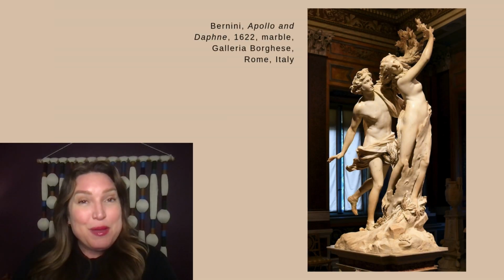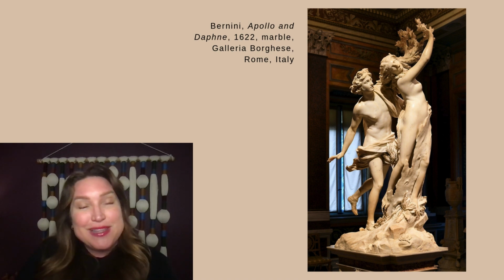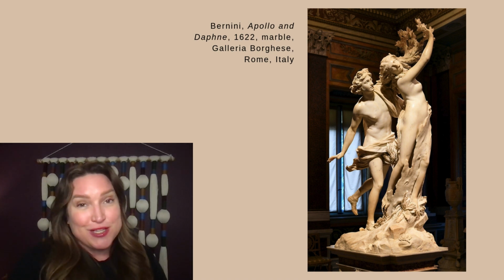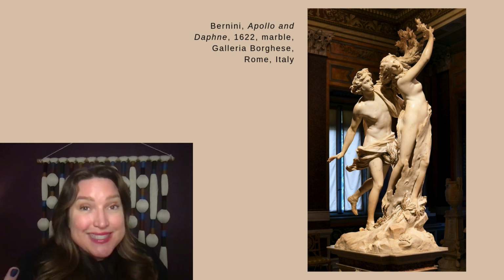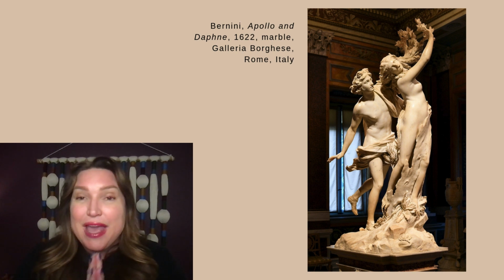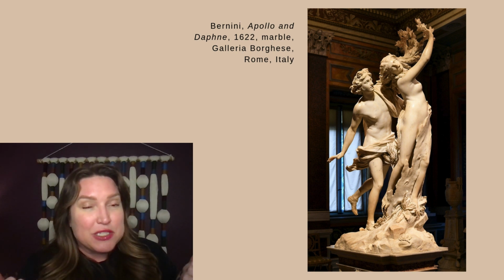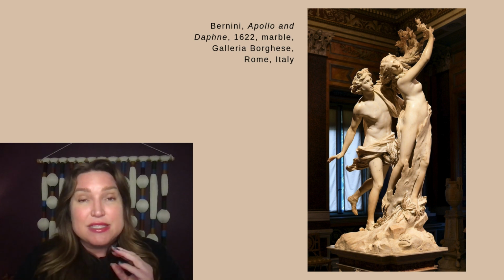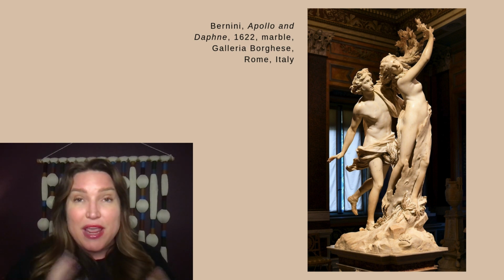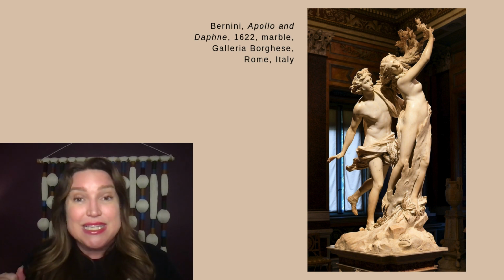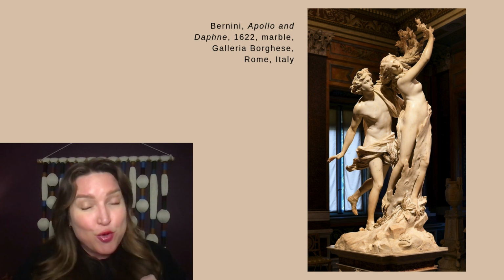So let's practice looking at a work of art from art history. Here we are looking at Bernini, Gian Lorenzo Bernini. He's an Italian Baroque artist from the 17th century, or the 1600s. We are looking at Bernini's Apollo and Daphne from 1622 to 1625. This is carved out of marble. It's about 8 feet tall, and it lives in the Galleria Borghese in Rome, Italy.